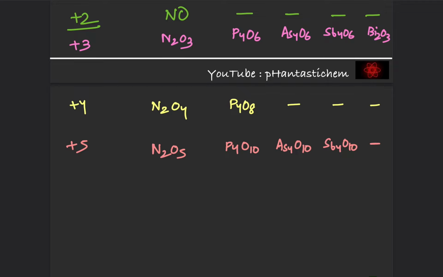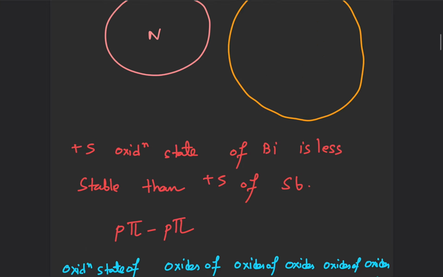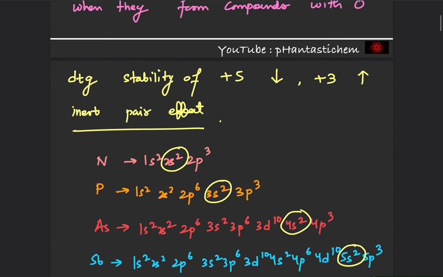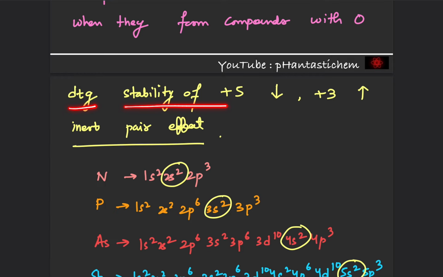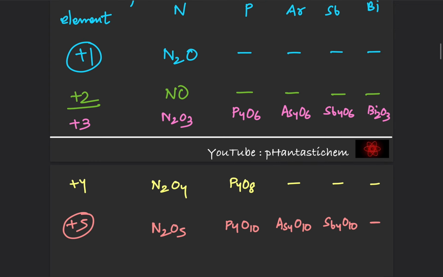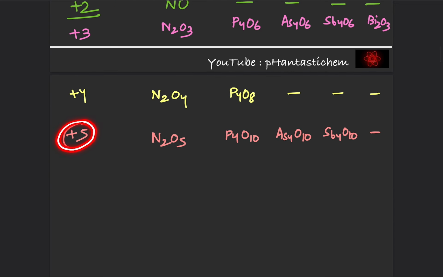And bismuth does not form an oxide in the oxidation state of +5, because as I have mentioned, down the group the stability of +5 decreases. So when we go from nitrogen to bismuth, the ability to show +5 decreases. Therefore bismuth doesn't form any oxide with oxidation state +5, so it does not form any oxide here.